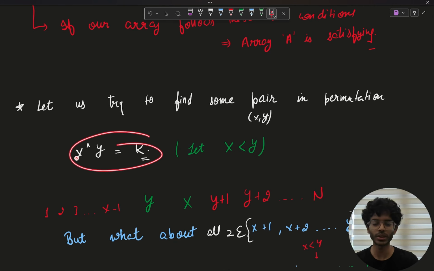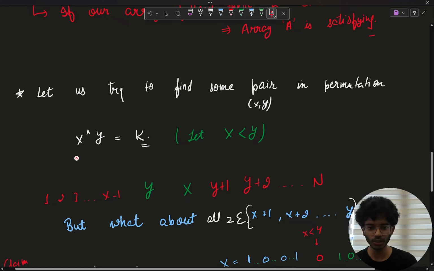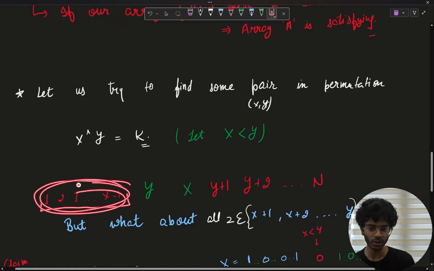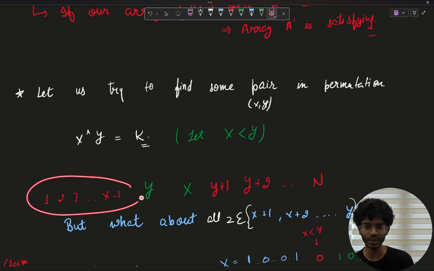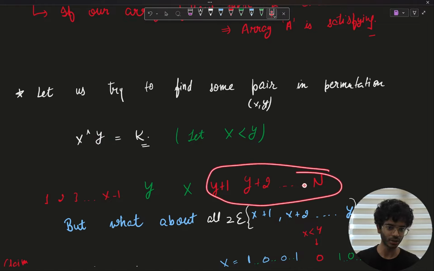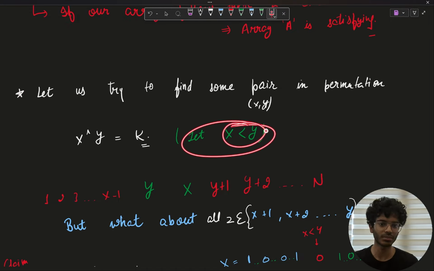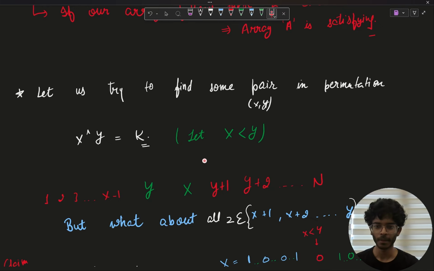Now let us say we have found such a pair, and let us construct a possible answer. One possible construction is to put all the elements from 1 to x minus 1 in the beginning. These are already sorted and we do not care about them. Let us place all the elements bigger than y at the end, which are also sorted. And let us place y before x. Let us also assume that x is less than y; it doesn't really matter, if it is not, we can just swap them.